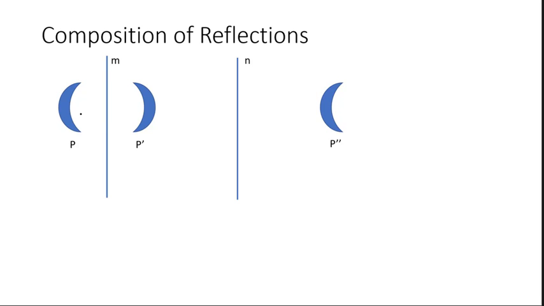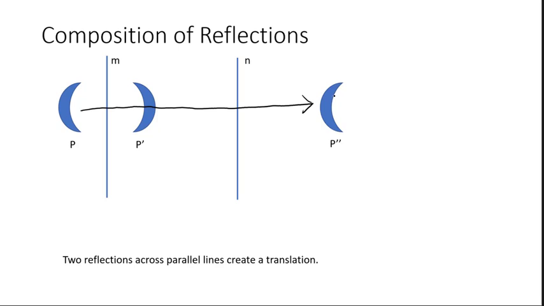So notice what happened. Okay, we have our beginning picture, and now it's translated over here. So the two reflections with the parallel line actually created a translation, because our end image is the same as the original. It's not flipped or anything. It's just moved over to this new location. So that is a fact. With two reflections across parallel lines, it creates a translation.